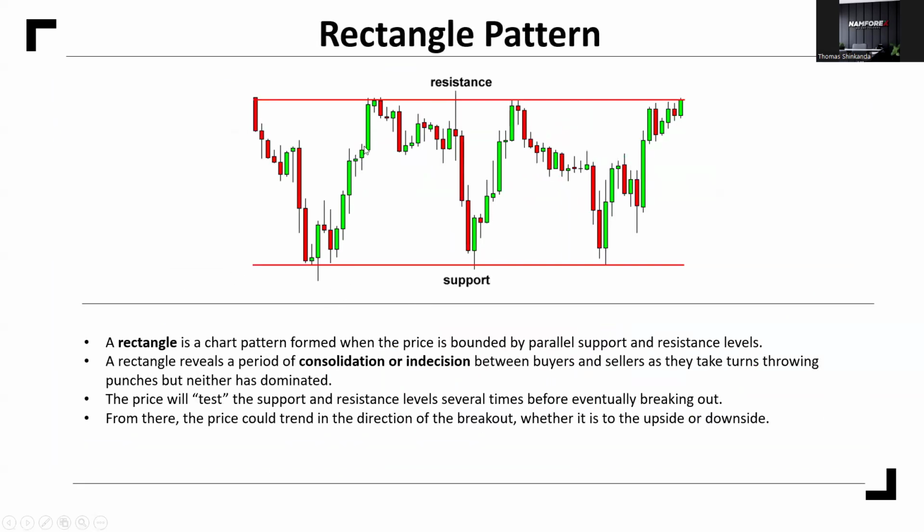Then we have a rectangle pattern. A rectangle pattern usually occurs when the market is consolidating. By consolidating, we mean the market is not going up, it's not going high, it's just in a range.